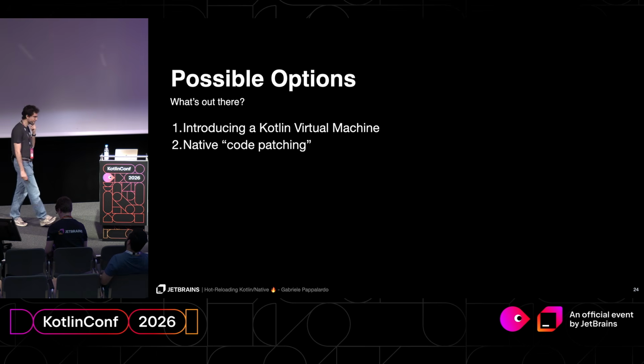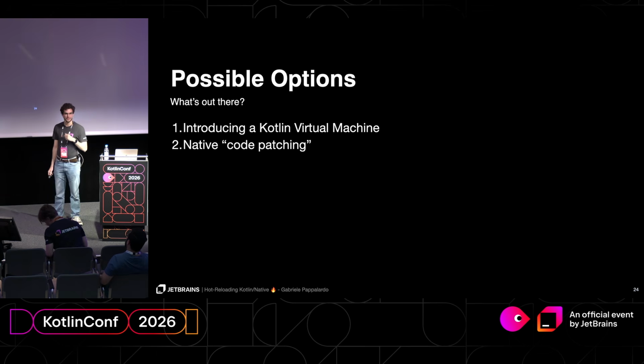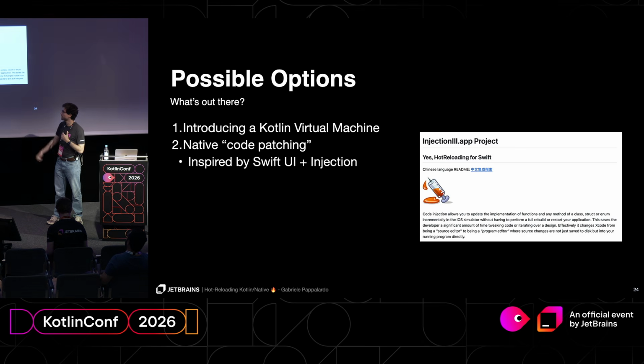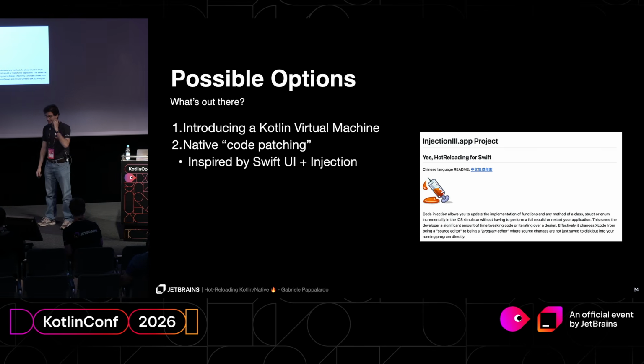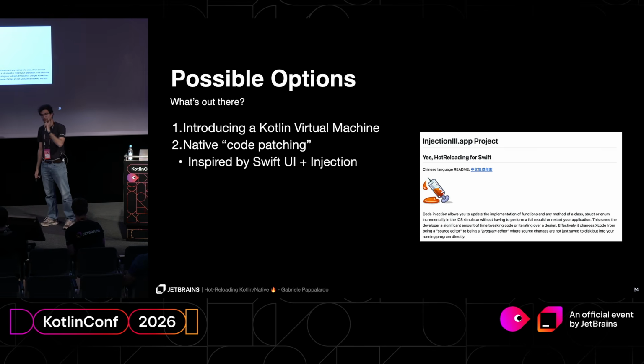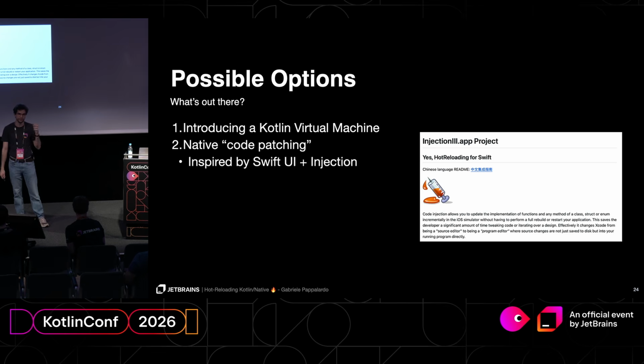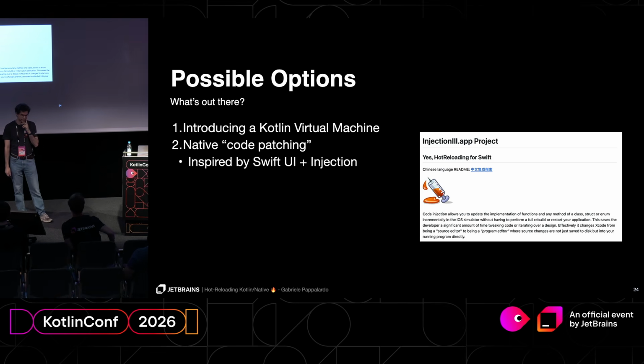So what about native code patching? Great, actually, that's also a good idea. For example, SwiftUI does that with a framework called InjectionIII. It works okay-ish through function interposing, but unfortunately, it's a bit, I could say, wonky in terms of stability, since it relies on some reverse engineering libraries. Therefore, what else?